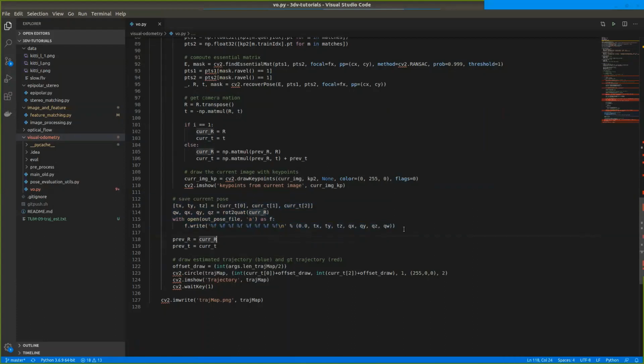In my case, you can take a look at the code from line 112 to 116. It transforms the pose to the TUM format, which is often used. The first is the time sequence, then tx, ty, tz, and then the quaternion of the rotation.